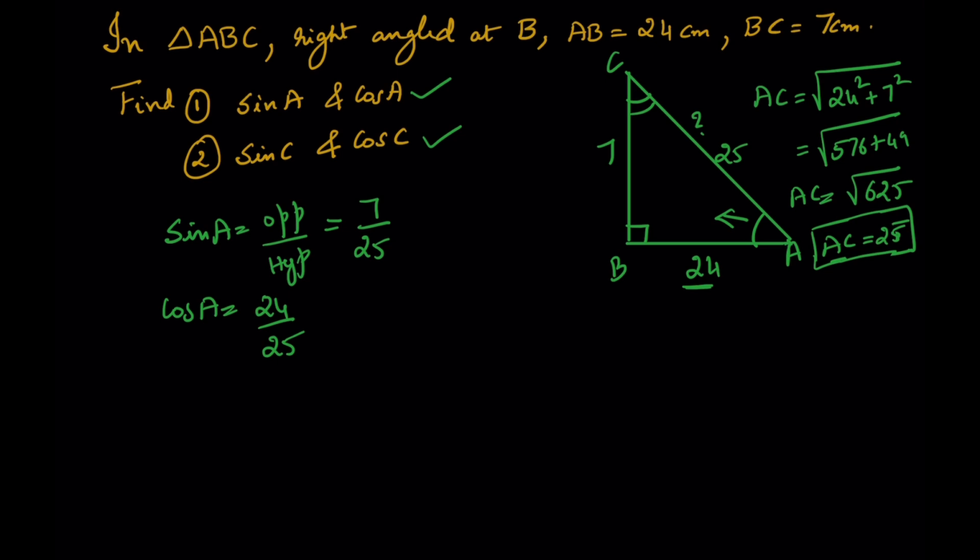Now the second set of values we have to find is sine C. So when we are standing here, the opposite side would be AB, which is nothing but 24 by 25, and cos C would be adjacent. So here it would be BC, which is 7 by 25, adjacent by hypotenuse. So this is how we can find the sine and cos values at different positions in a triangle.